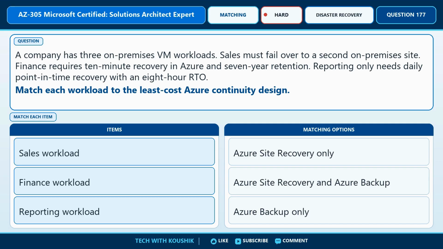Review the items in the left column. Left item 1. Sales workload, finance workload, reporting workload. Choose matches from the following right side entries. Right option A, Azure Site Recovery only. Right option B, Azure Site Recovery and Azure Backup. Right option C, Azure Backup only.